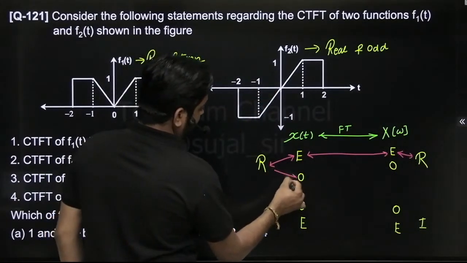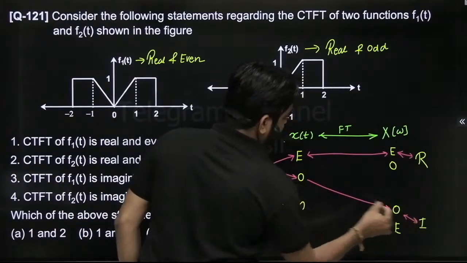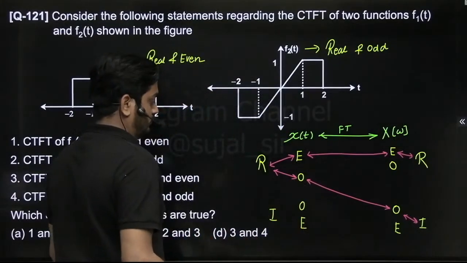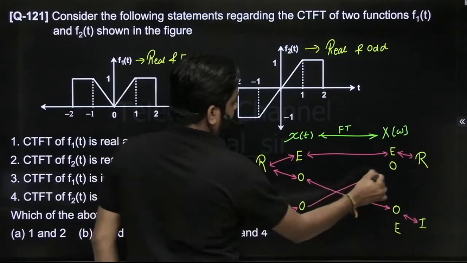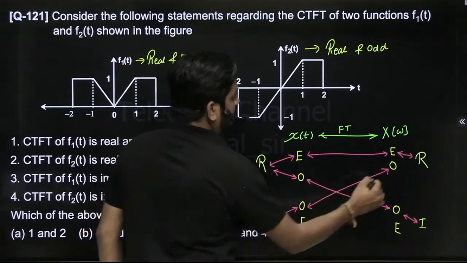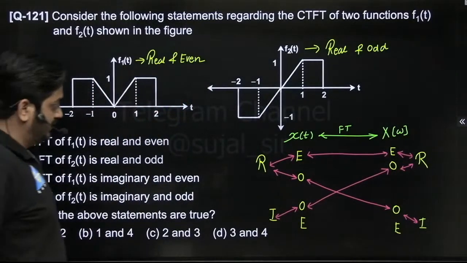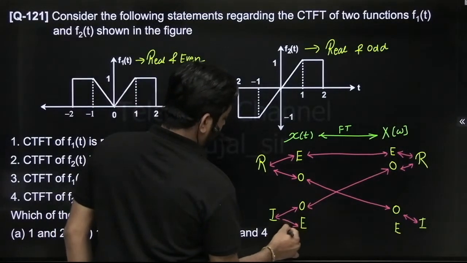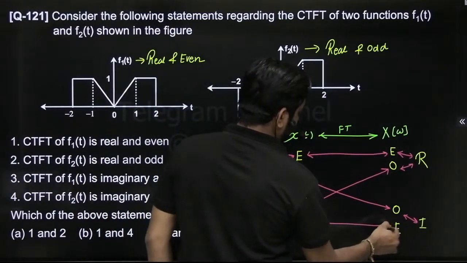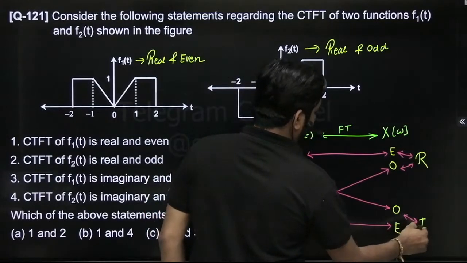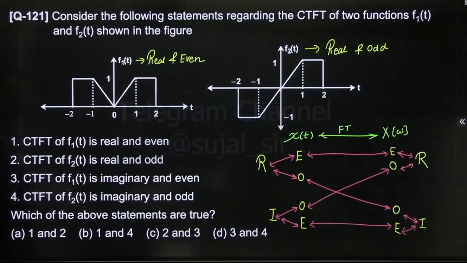If x of t is real and odd, then the corresponding Fourier transform will be odd and imaginary, guys, and vice versa is also true. Similarly, if x of t is imaginary and odd, then its corresponding Fourier transform will be odd and real, guys. And if x of t is imaginary and even, then the corresponding Fourier transform is nothing but even and imaginary, guys. Okay, so tell me which option should be the right answer.